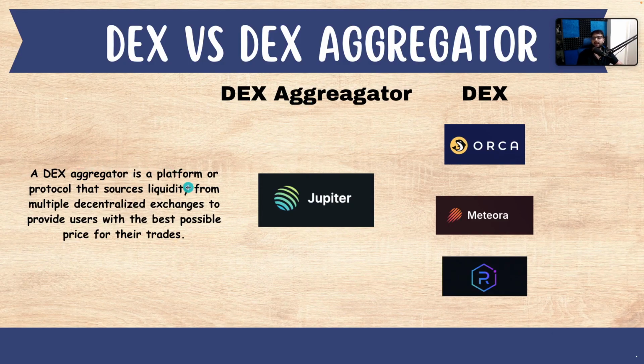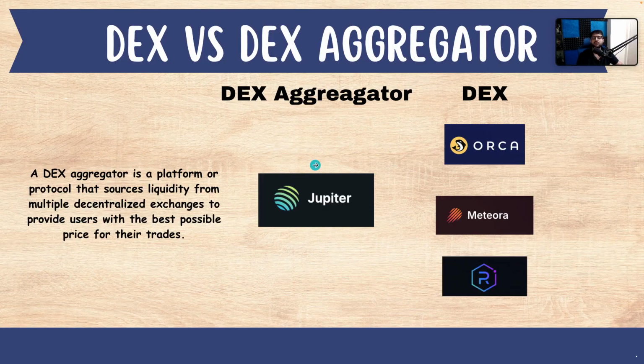A DEX aggregator is a platform or protocol that sources liquidity from multiple decentralized exchanges. If you want to swap, come here and do it. We will look for all the pools that exist in every decentralized exchange and give you the best price. That is what Jupiter lets you do. It is a DEX aggregator. It is not a DEX itself.